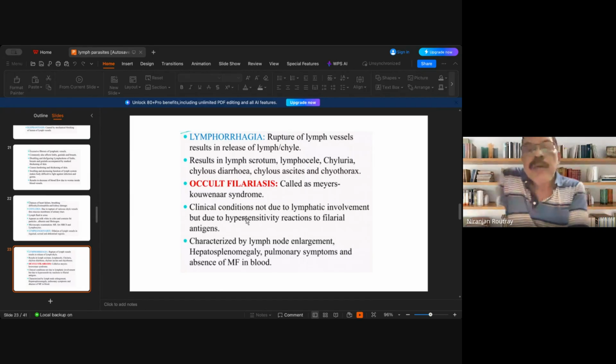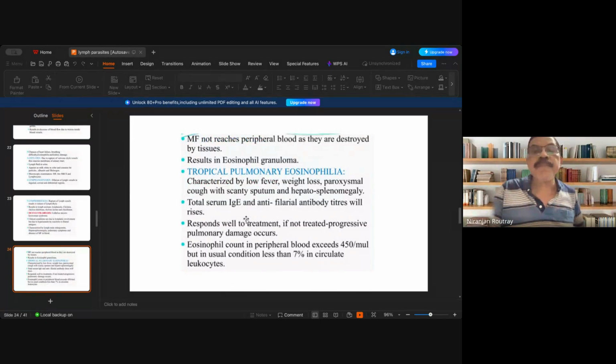Occult filariasis, also called Meyers-Kouwenaar syndrome, is a clinical condition not due to lymphatic involvement but due to a hypersensitivity reaction to filarial antigens. The filaria liberate certain antigens into the body, and the body's response to these antigens results in occult filariasis. It is characterized by lymph node enlargement, hepatosplenomegaly, pulmonary symptoms, and absence of microfilaria in blood.